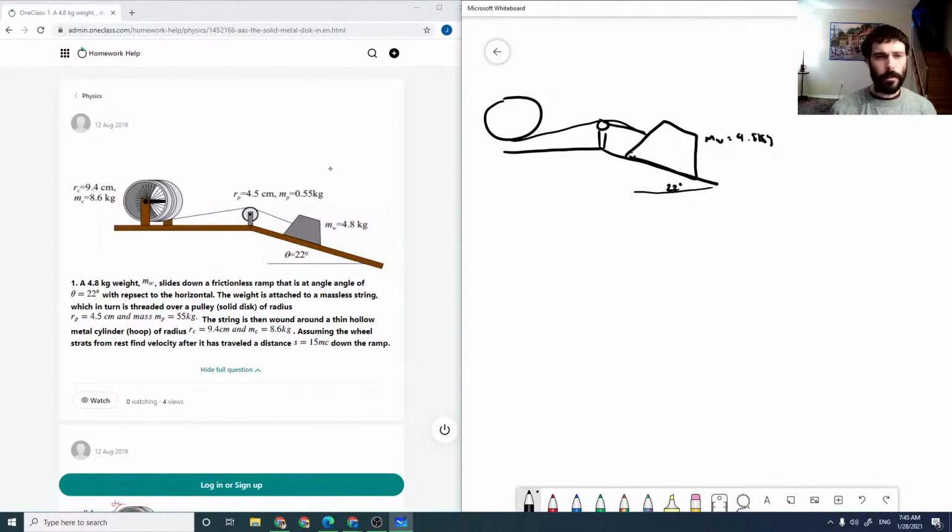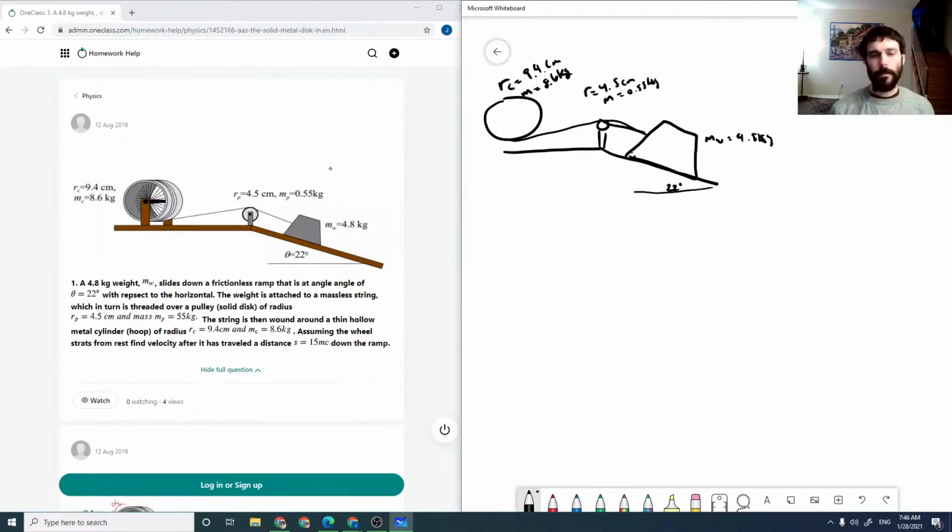And the pulley is a disc of radius 4.5 centimeters and mass 0.55 kilograms. And the cylinder is radius 9.4 centimeters and mass 8.6 kilograms. And it wants us to find the velocity after it has traveled a distance of 15 centimeters down the ramp. So first of all, we need to figure out what the acceleration is.